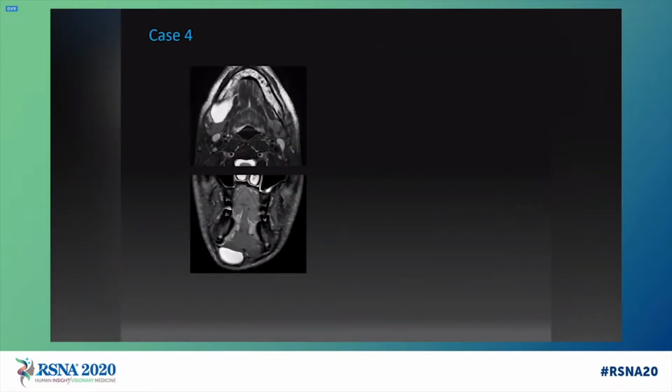All right, case 4. So here we see a lesion that is in the region of the submandibular gland, and in fact just anterior to it. Here you can see it continues down, inferior to the floor of mouth with some mass effect. It is quite bright on a T2-weighted sequence. So what could this lesion be? So we're talking about differential diagnosis of a cystic lesion in the submandibular region.